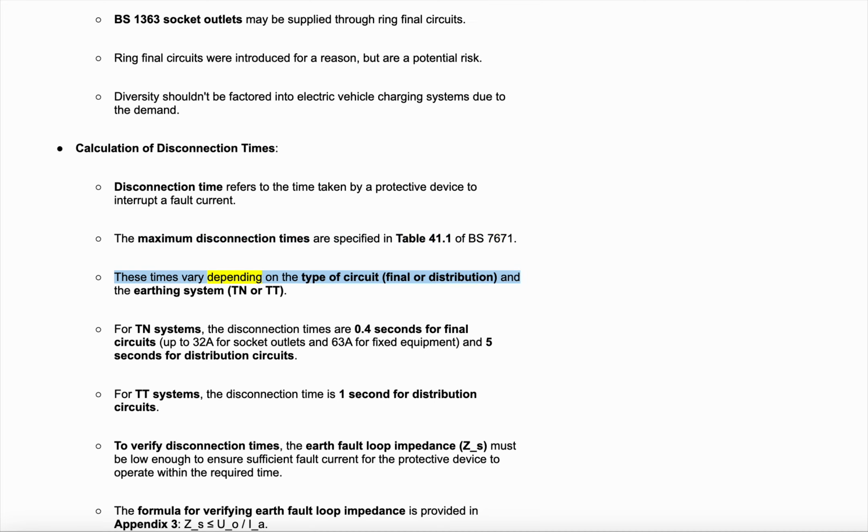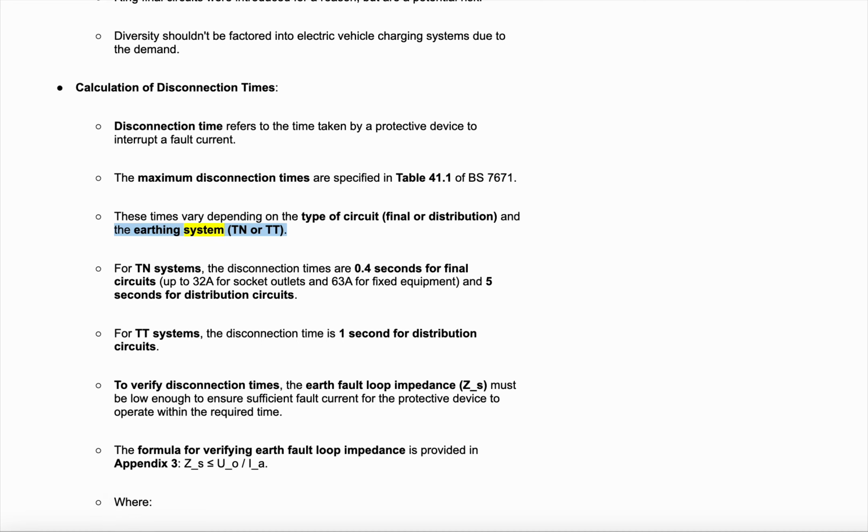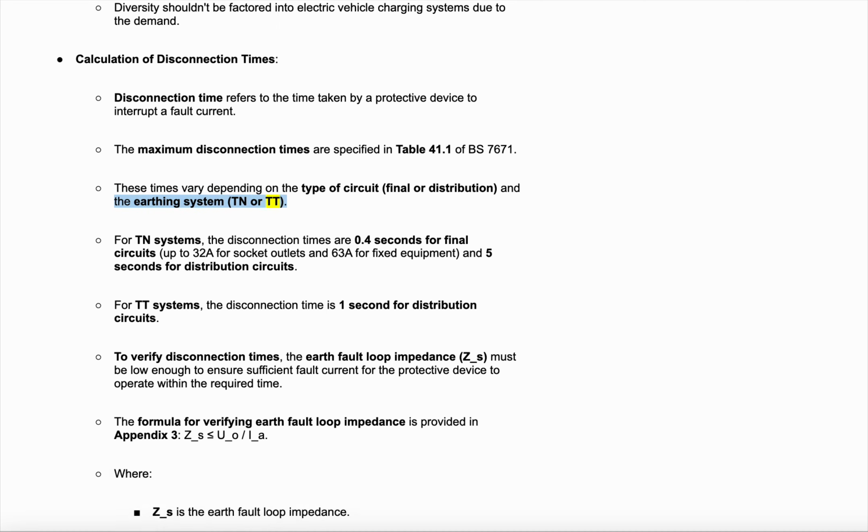These times vary depending on the type of circuit, final or distribution, and the earthing system, TN or TT. For TN systems, the disconnection times are 0.4 seconds for final circuits, up to 32A for socket outlets and 63A for fixed equipment, and 5 seconds for distribution circuits. For TT systems, the disconnection time is 1 second for distribution circuits.